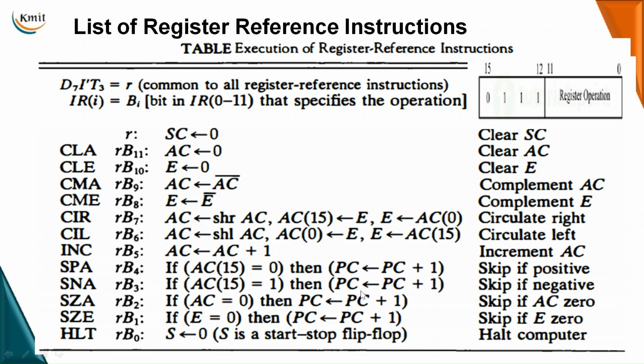So these are the list of register reference instructions that perform operations on the registers. The sequence counter is a register, the accumulator is a type of register, and PC, the program counter, is a register. All these are different types. So these are performing operations on registers, so we call them register reference instructions.